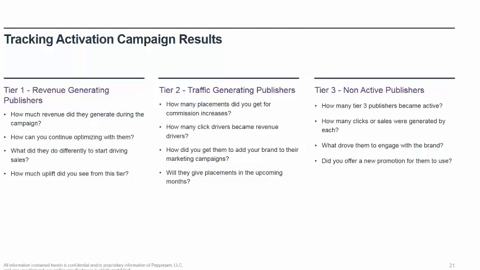And for Tier 2 traffic-generating publishers, how many placements or extra exposure did you get in exchange for your commission increase? How many of these click-driving publishers became revenue active? And did you get them to add your brand to their marketing campaigns? And do they have any upcoming placements available? So especially for those publishers maybe that are generating clicks, you may not have worked with them in terms of what they have coming up in terms of extra exposure and things like that as well. So after this campaign, it's always good to see the types of opportunity that they have, especially if they became revenue active.